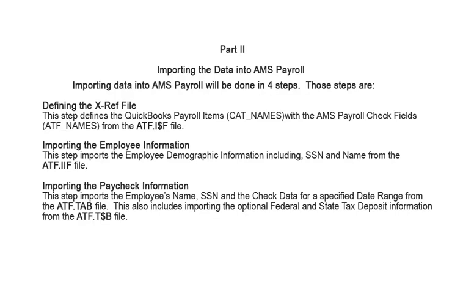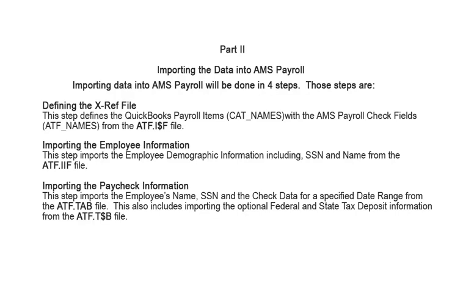Now that the files have been created in QuickBooks and saved in the Payers directory, we can import this information into AMS Payroll. First, we will define the XREF file which cross-references the QuickBooks payroll items, CAT names, with the AMS Payroll check field, ATF names, from the atf.I$F file. Importing the employee information. This step imports the employee demographic information including Social Security number and name from the atf.IIF file. Importing the paycheck information.